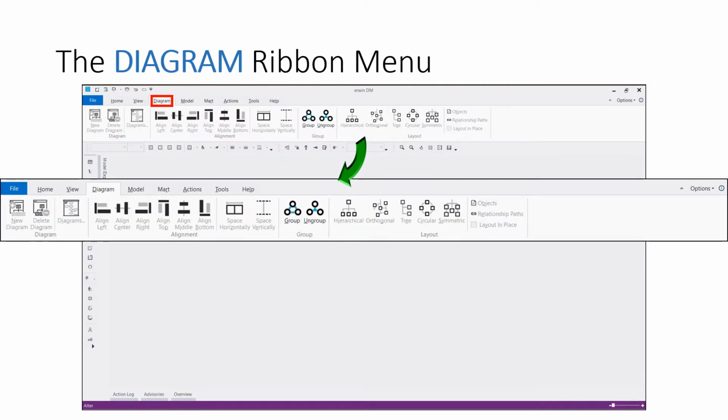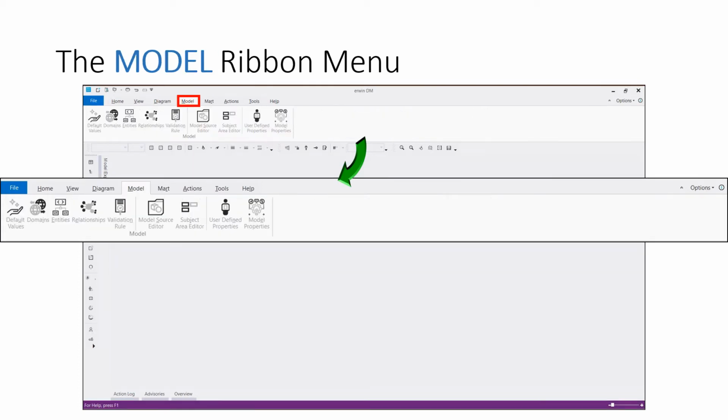The new diagram menu contains those items found in the old diagram menu, just with new icons and in an easier-to-use format. The new model menu also contains those items found in the old model menu, again just with new icons and an easier-to-use format.